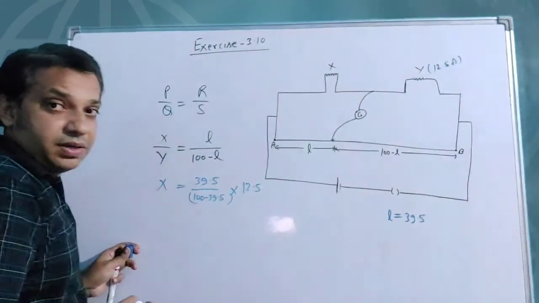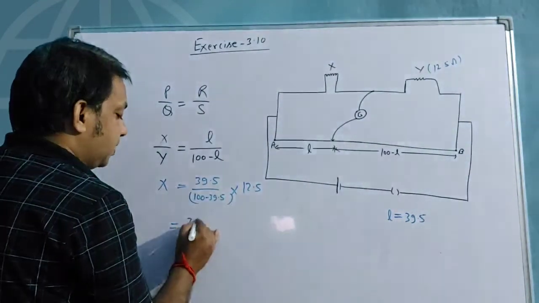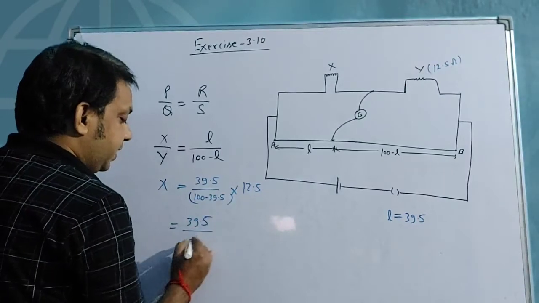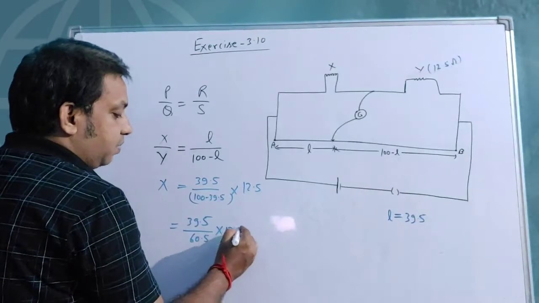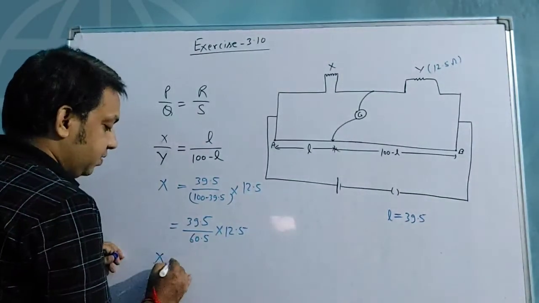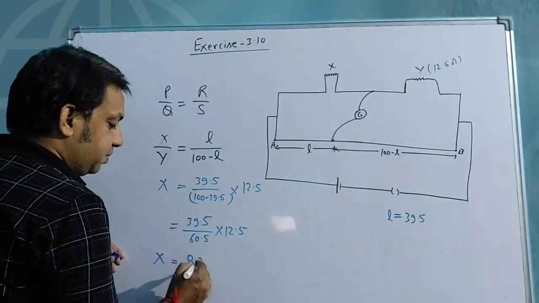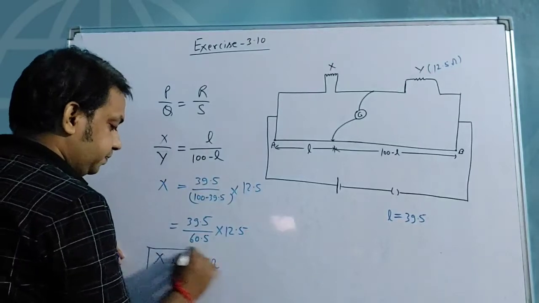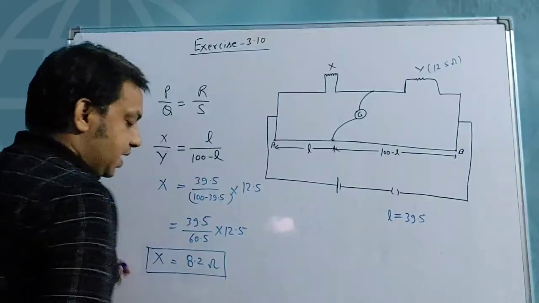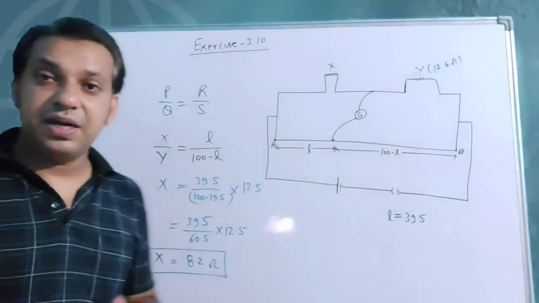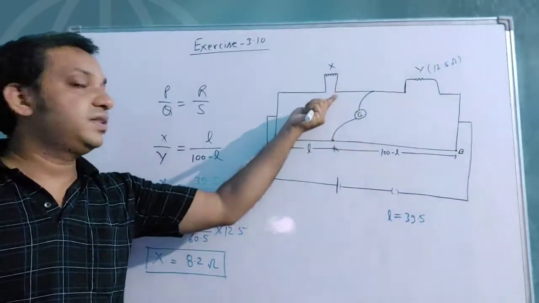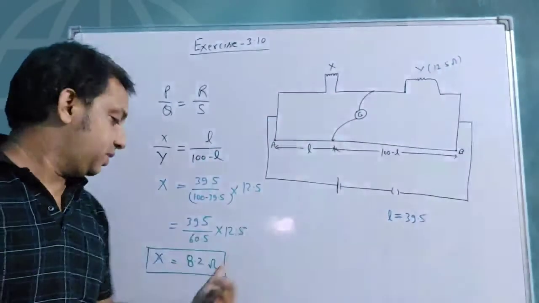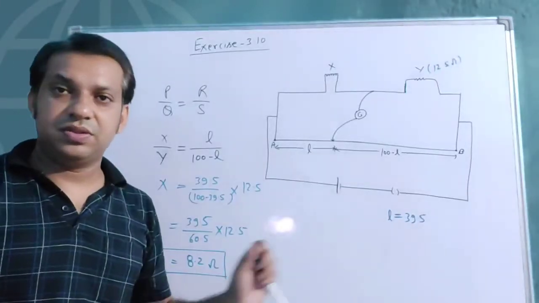ohm. The value is given. When we simplify, that is 39.5 divided by 60.5, multiplied by 12.5. When you simplify, you will get approximately 8.2 ohm. So this is your answer for the first part: X is equal to 8.2 ohm. The value of this unknown resistance is 8.2 ohm. So this is your first answer.